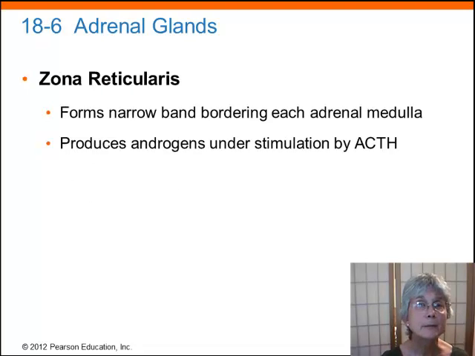That very thin band of tissue between the main part of the adrenal cortex and the adrenal medulla is the zona reticularis. The cells here are reticular, that is, they have a network-like appearance. And this very small band of tissue produces androgens under the stimulation of ACTH.